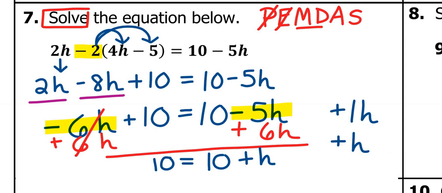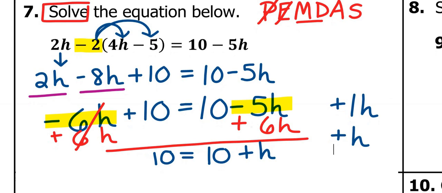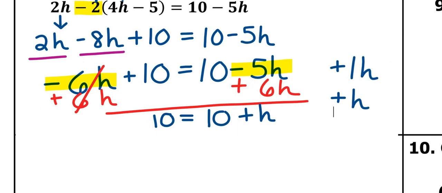Okay, so now next step, I'm going to bring over the 10 that's on the right side to the left side, so I can get h all by itself. So I'm going to get rid of this 10 so that h can be alone. I'm going to subtract 10 from both sides.